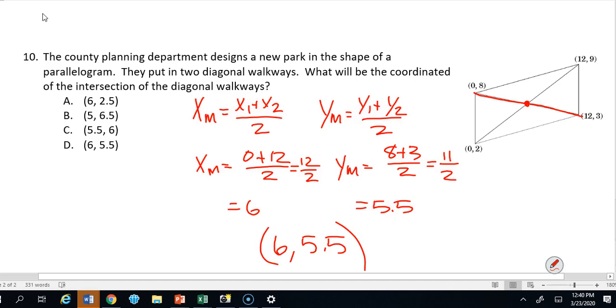And if you wanted to check it, you could by doing the other one. 12 plus 0 is still 12. 12 divided by 2 is 6. 9 plus 2 is 11. 11 divided by 2 is 5.5. So no matter which one you use, you're going to get the same thing. So the answer here was 6, 5.5.